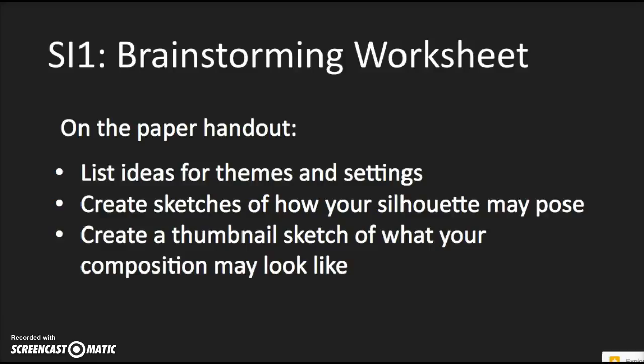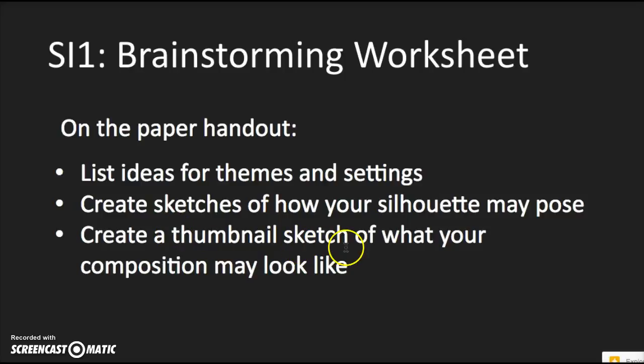So starting out, SI1, so Silhouette Illustration 1, you're going to do a brainstorming worksheet on a physical piece of paper. You're going to list some ideas, and you're not necessarily locking into anything yet, but you're going to list some ideas and possible themes that you might consider for your project. You'll actually start creating some sketches, and I'm not looking for masterpieces, but what might your silhouette look like or be posed into a particular position, maybe even multiple positions.